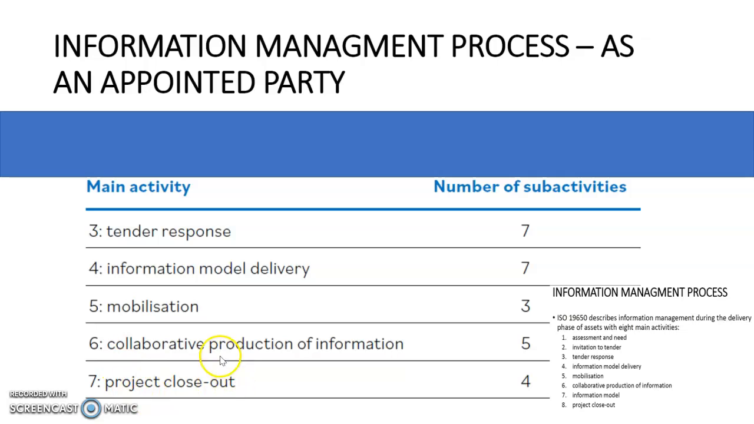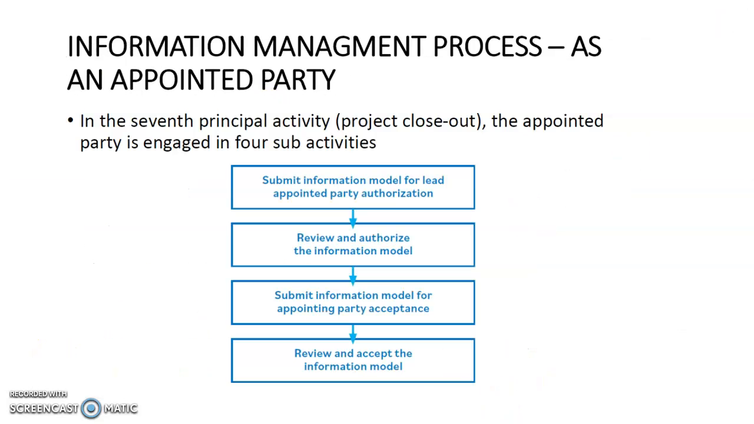In the project closeout stage, which should be phase A, they have 4 responsibilities to undertake as the appointed parties, and let's take a look at them. The appointed parties will need to submit their own information models for their area of work for the lead appointed party's authorization. Review and authorize their own information models that they have submitted.